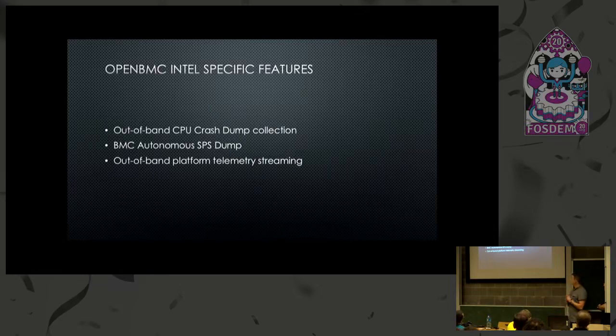Next thing is BMC autonomous SPS dump. Also in case of a critical platform error, it will gather the debug data from the Management Engine firmware and publish it over Redfish also. And the third thing is out-of-band platform telemetry streaming. What we plan to do is to gather all possible telemetry that's available to the BMC and stream it to third-party monitoring and analytics tools. So hopefully it will give some more information about what was happening with the platform and why it failed.